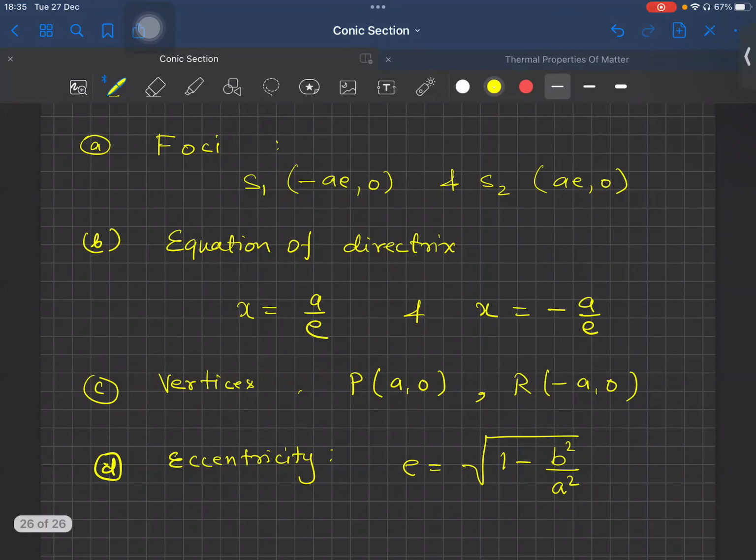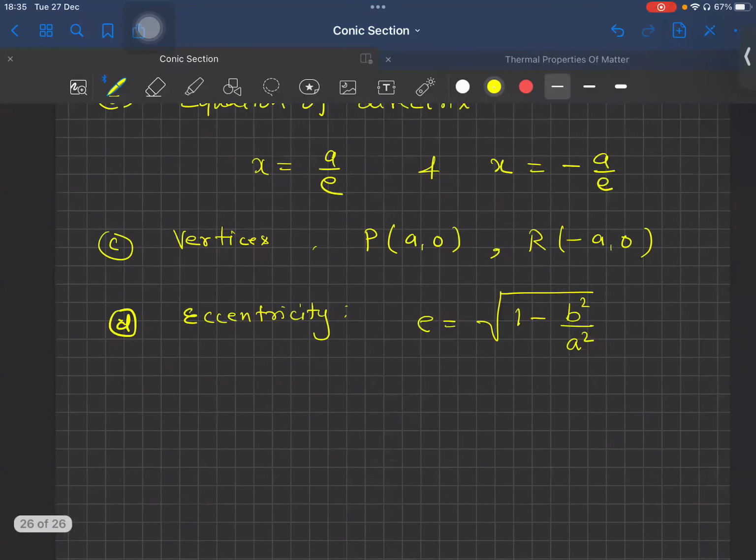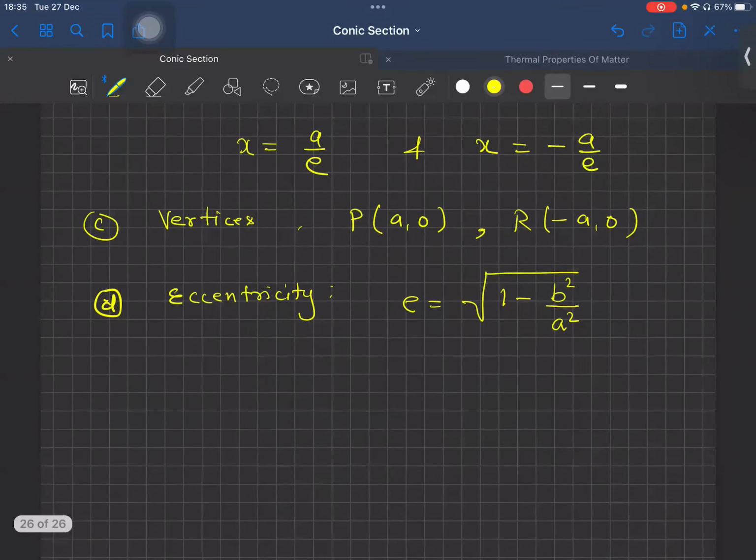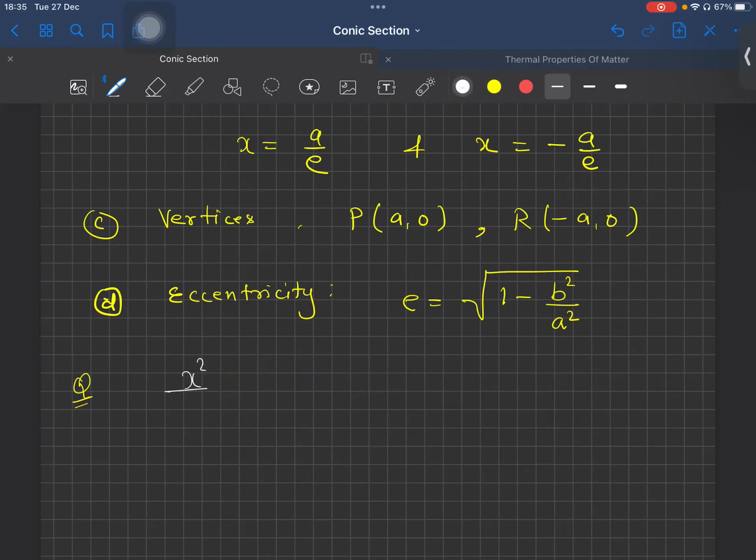Okay, so you are given the equation of an ellipse: x square upon 36 plus y square upon 16 is equal to 1. Okay, so this is given. Now find the eccentricity. Find E. Anyone tell me the value of E?